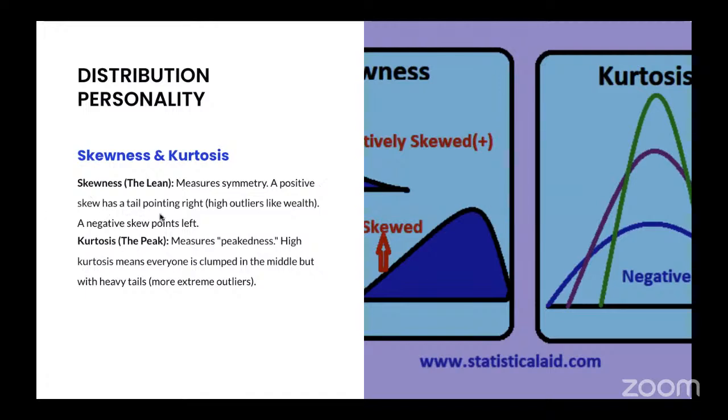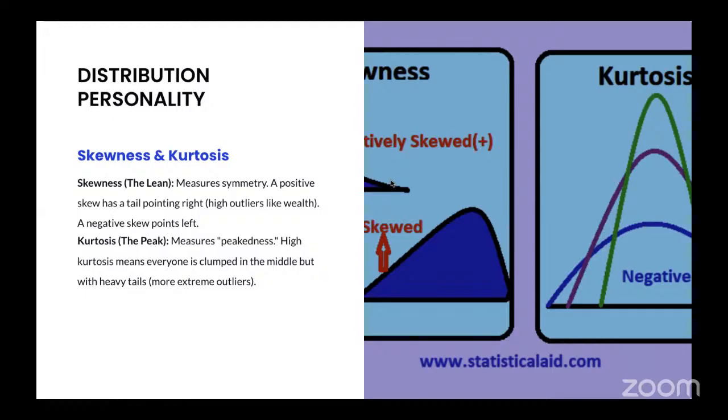A positive skew has a tail pointing right. A negative skew has a tail pointing to the left. I don't know if you could see this. It's pointing to the right, and this one is pointing to the left. So this is basically how it's going to look.